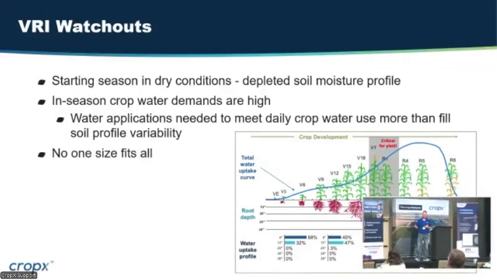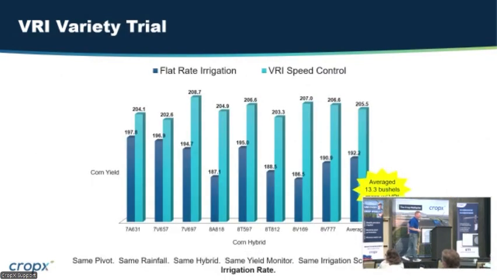So the VRI watchouts. Do we have a question? A few questions here. First one is, can we easily get these prescriptions transferred over to the pivot controllers?